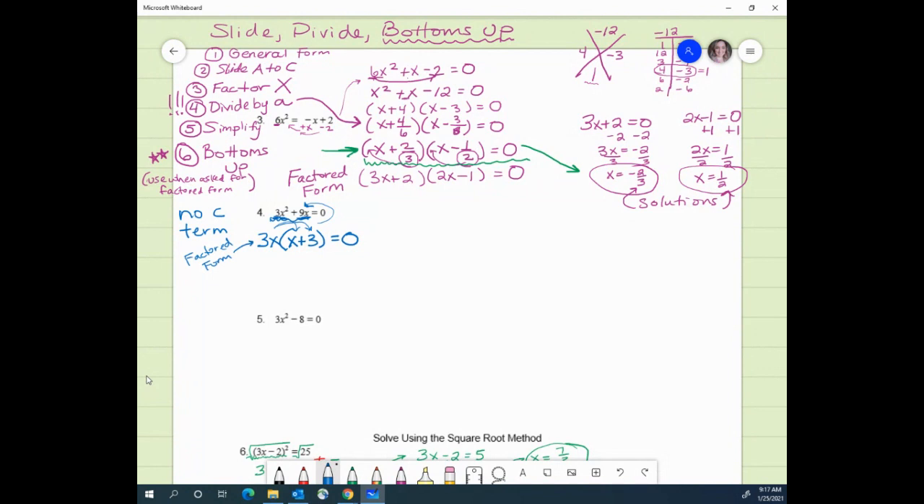So I can split these apart and set them equal to 0. Well, 3x equals 0, x plus 3 equals 0. Divide by 3, x equals 0, subtract 3, x equals negative 3. So those are my solutions. These are way easier to factor, take much less time.